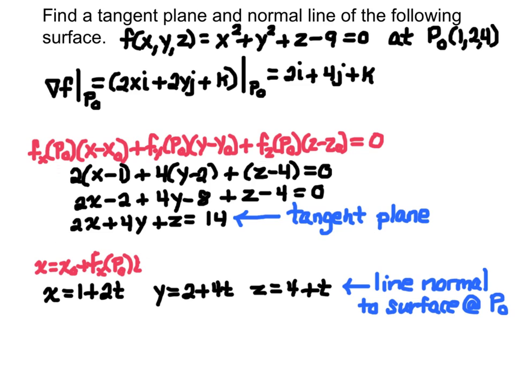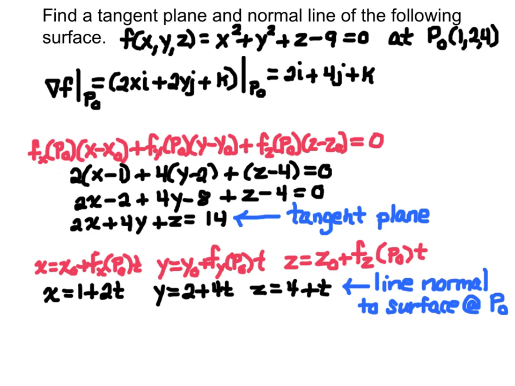And our second equation is y is equal to y naught plus the partial derivative of f with respect to y at P naught times t. And then our last equation is z is equal to z naught, that's from our point P naught, plus the partial derivative of f with respect to z at P naught times t.